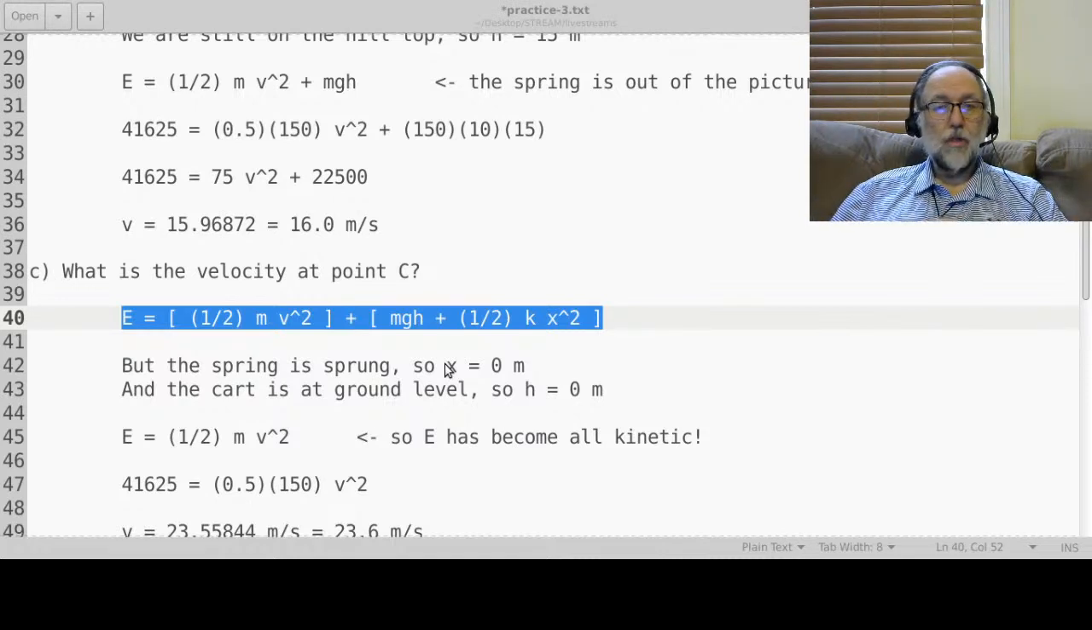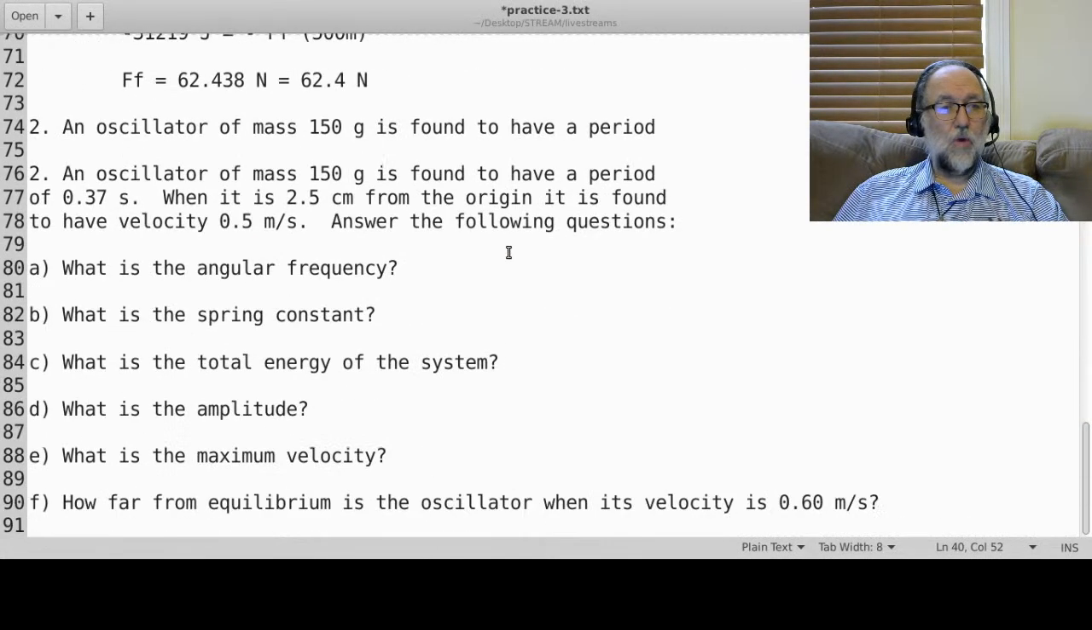Let me see if there's any questions in the chat here. Everyone looks good. Well, you know what? Let's do question number 2.